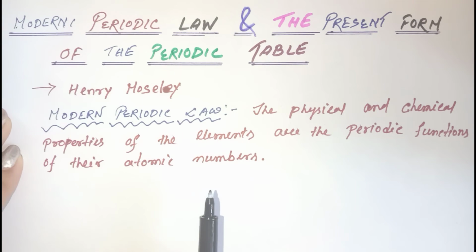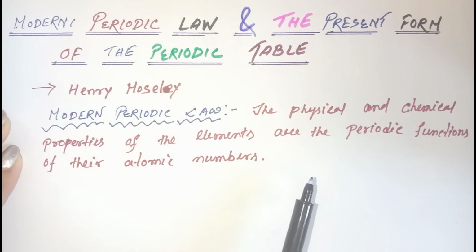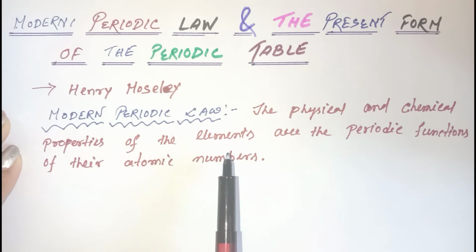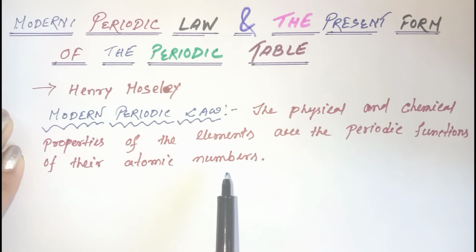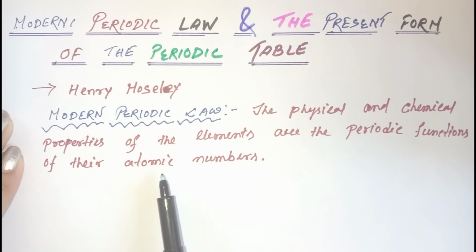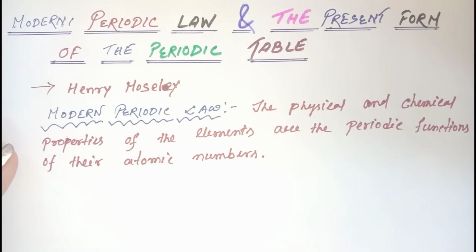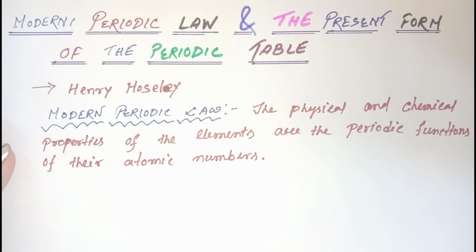So what was the modern periodic law? The physical and chemical properties of the elements are the periodic functions of their atomic numbers. But in Mendeleev's time, it was atomic weights. He performed X-ray spectroscopy to generate this law. He found a relationship between the frequency and the atomic number of different elements.